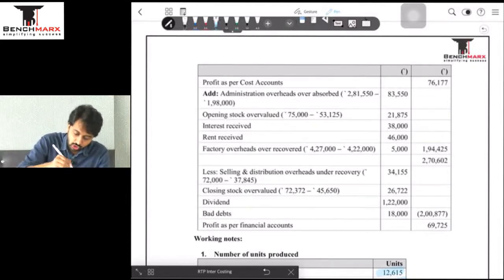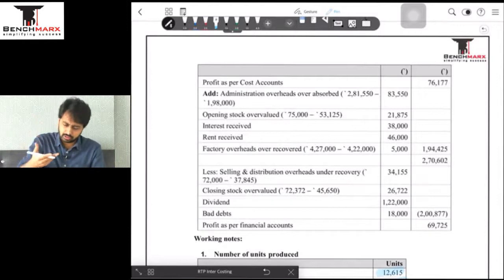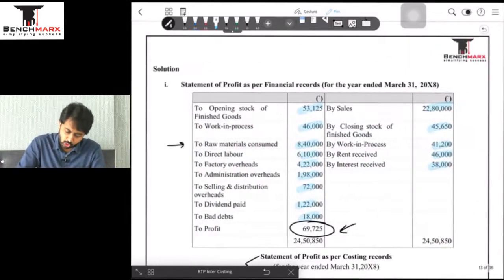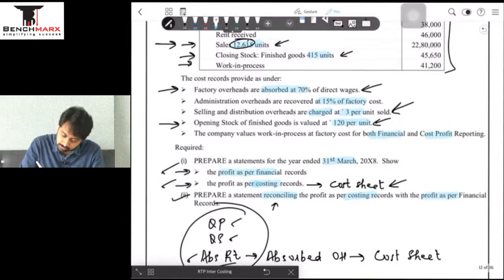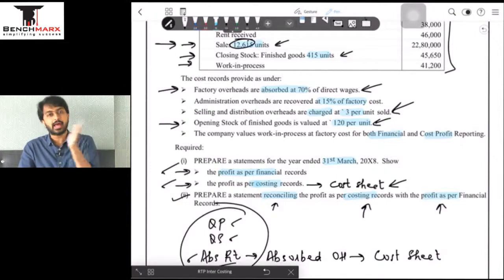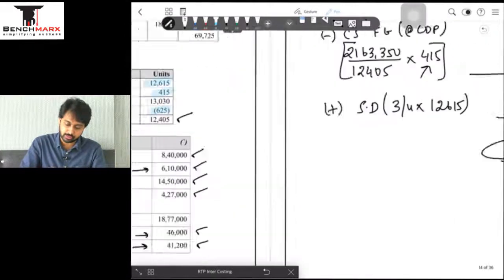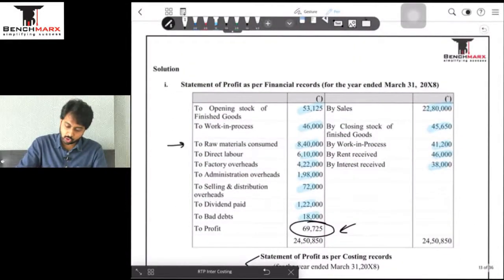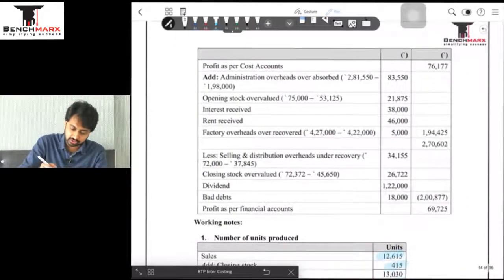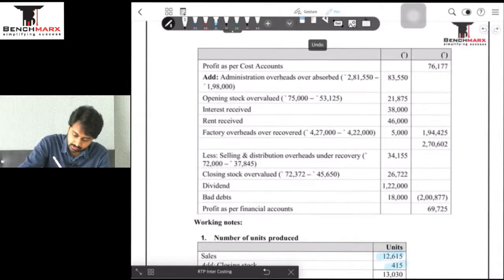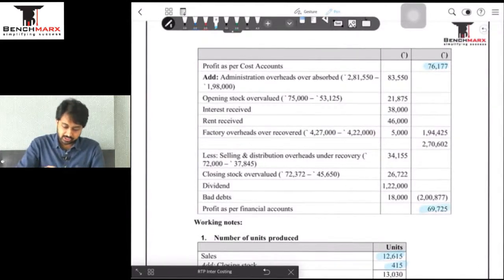The question has categorically mentioned to prepare a reco statement of the profit as per costing records with the profits as per financial. So we have to start from costing, and we have to go towards the financial record. So my basic format is: start from the costing record, which is this, and then we'll go towards the financial records' profit, which is this. Right, okay. So let us start.